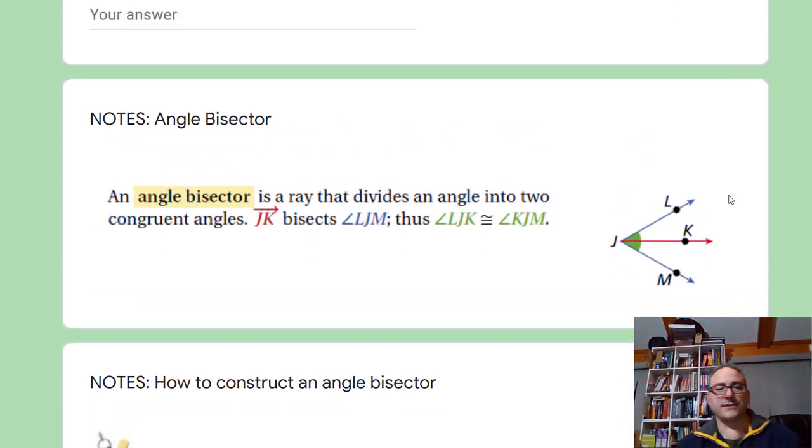Okay, an angle bisector. An angle bisector is a ray that divides an angle into two congruent angles. What we're told here is that ray JK bisects, cuts in half, angle LJM. Thus, angle LJK is congruent to angle KJM. If JK is cutting this big angle in half, then each side is equal, right?